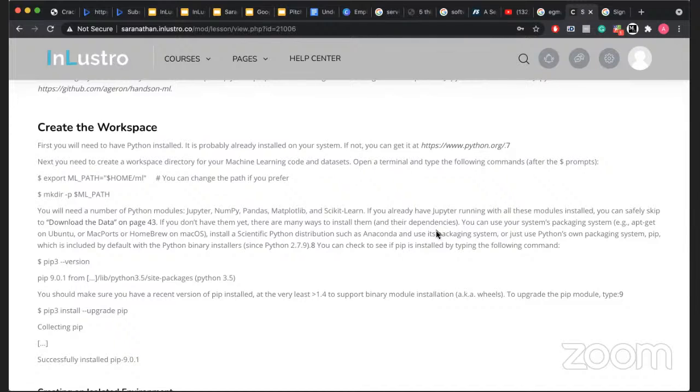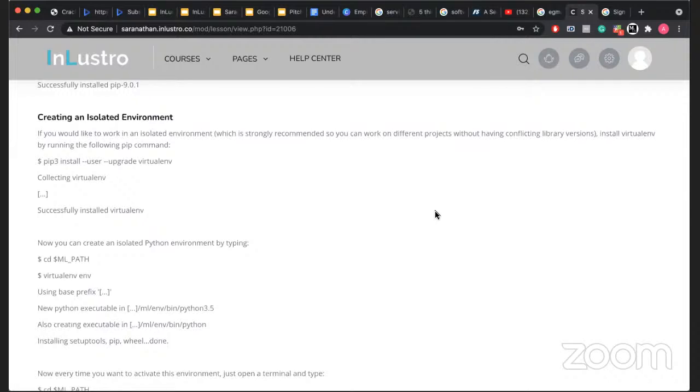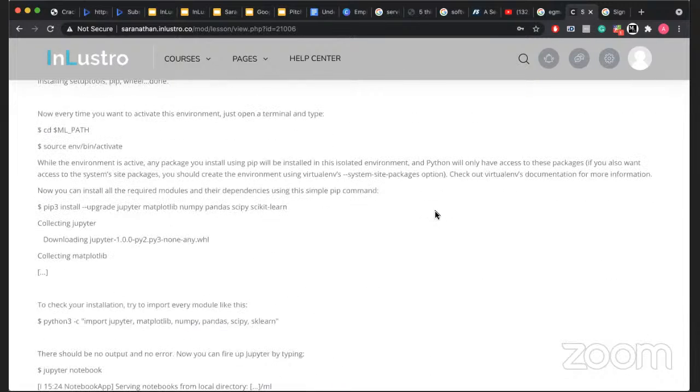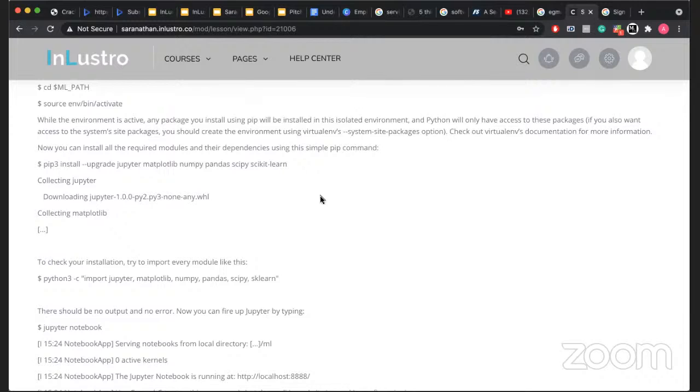Pip is essentially Python's own packaging system, which helps with the distribution of Python binary installers. And once you've done that, you've successfully installed pip. You create an isolated environment, because if you're working on different projects having conflicting library versions, you can use virtualenv. That's been explained here. So once you create the virtualenv, you can activate it. Then you install the required libraries as shown here.